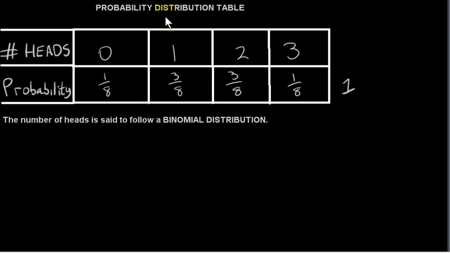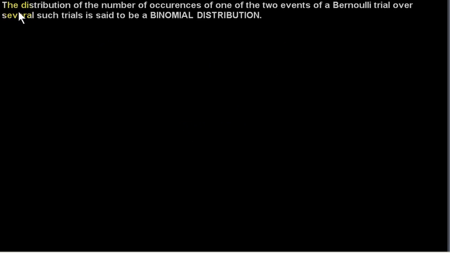In the last video we made a probability distribution table for the number of heads showing on 3 throws of a fair coin. So that number runs from 0 heads to 3 heads. We said that the number of heads follows a binomial distribution. Generally speaking, the distribution of the number of occurrences of one of the 2 events of a Bernoulli trial over several such identical trials is said to be a binomial distribution.